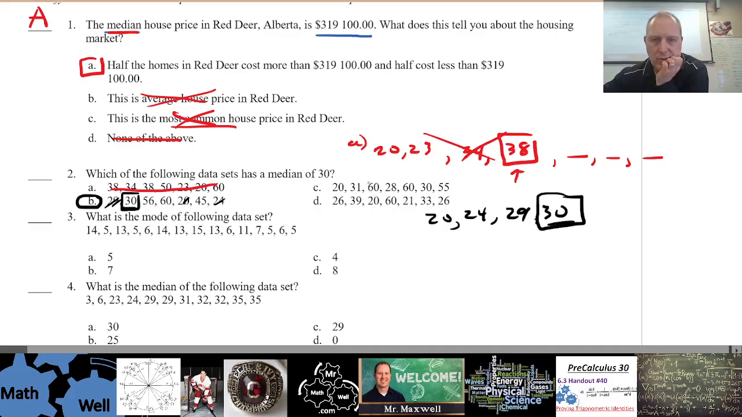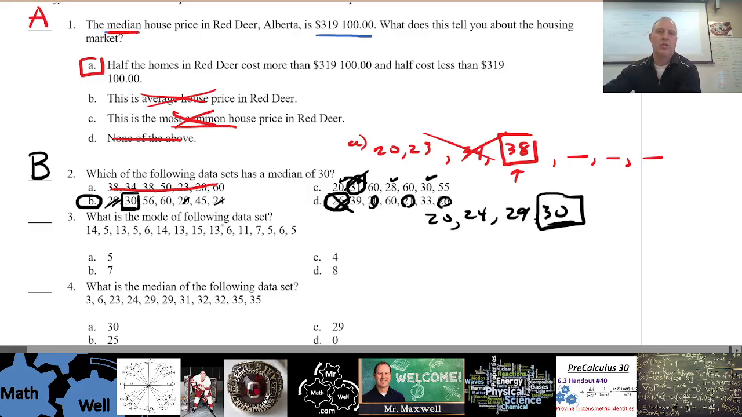Let's just check the other ones. Here, 20, and then 28, that's 2, 3, oh, no, 3, 4. So 31 here is the median, so that's no good. And then D, let's see, 21, 2, 3, and then the 4th one is 26, looks like, so it's not that one. So it's B. Does that make sense? Yeah. Okay.